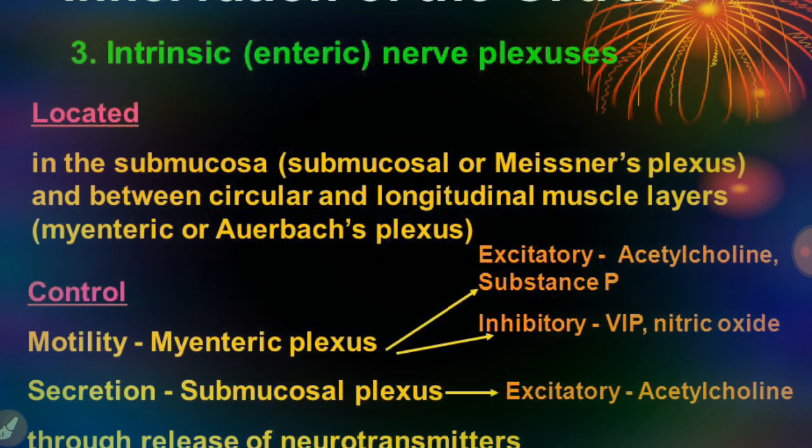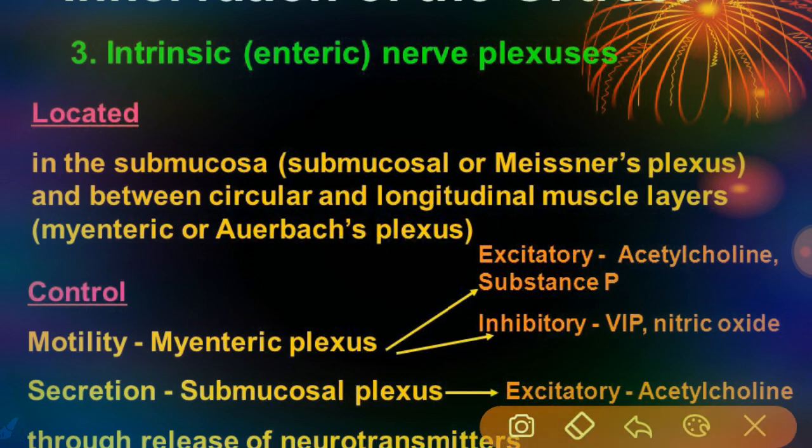Then how is the enteric nervous system controlled for motility? The motility is controlled by the myenteric plexus. Here there are two types of substances, excitatory and inhibitory. The excitatory substances are acetylcholine and substance P. The inhibitory substances include VIP, meaning vasoactive intestinal polypeptide.